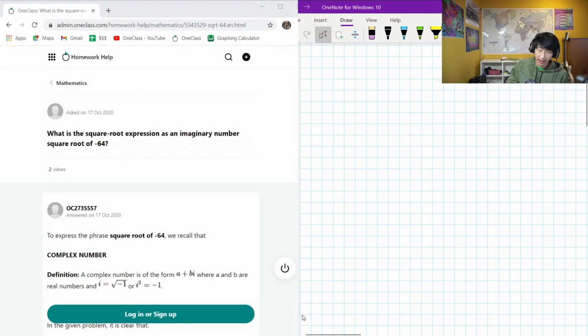Okay, so the next question that we have today is asking us, what is the square root expression as an imaginary number of the square root of -64? Pretty much what it's asking is, what is this?